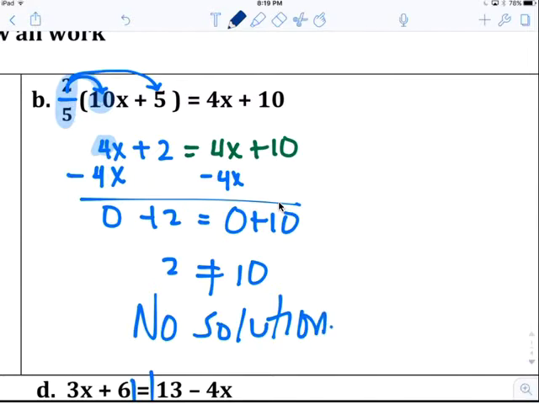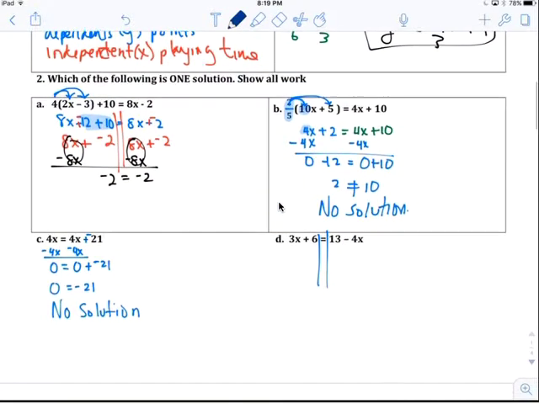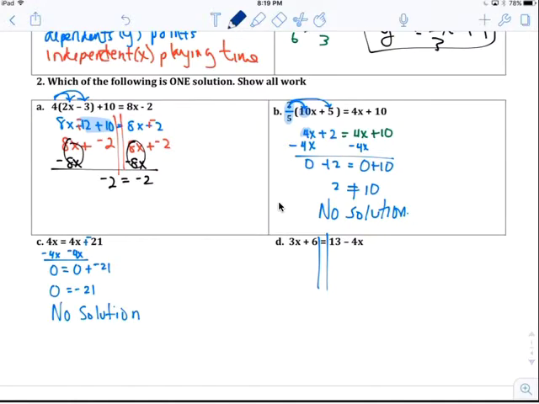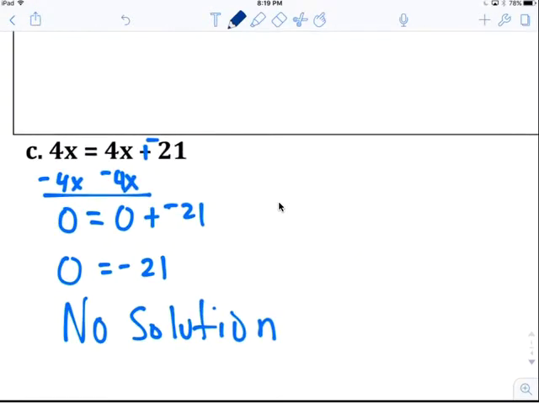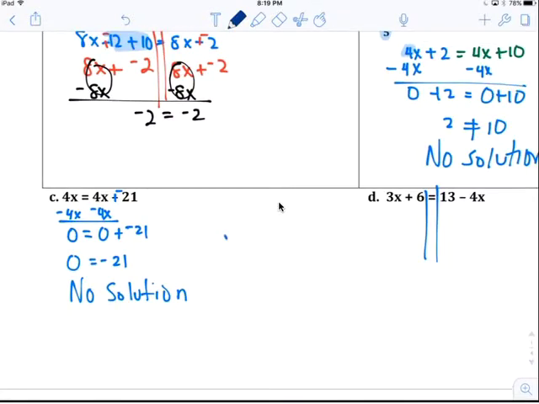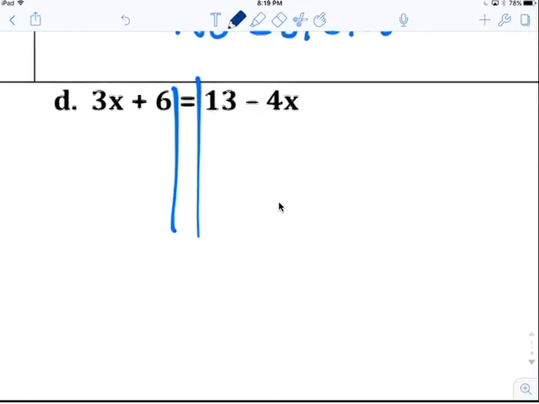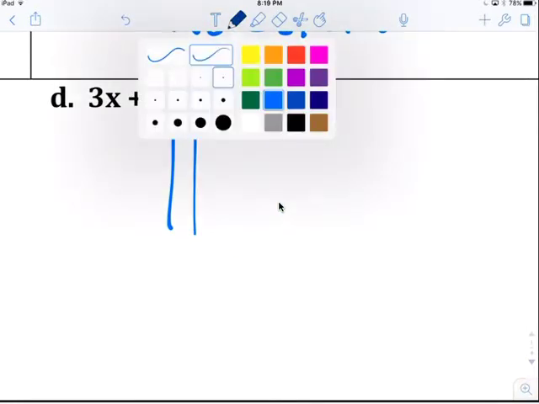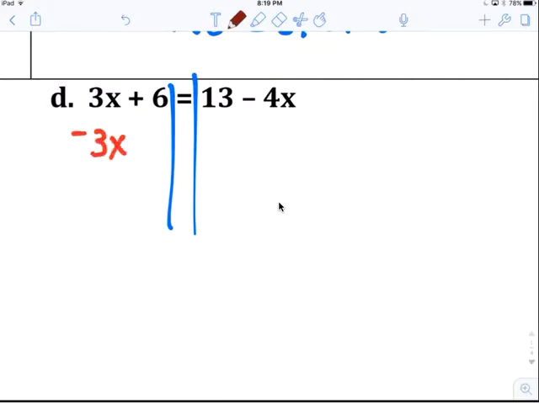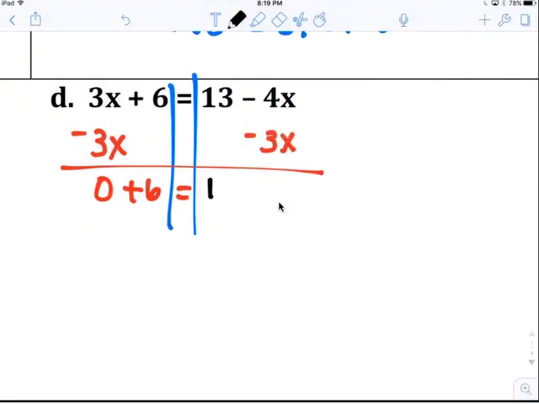Okay? Now, here, C we did in class. If not, here it is. Minus 4x, you get 0, and 0 plus negative 21. Here, most of you will probably minus 3x first. Minus 3x. Okay, that's 0 plus 6 equals 13. Okay, you add these two because they're both negatives. Negative 7x.